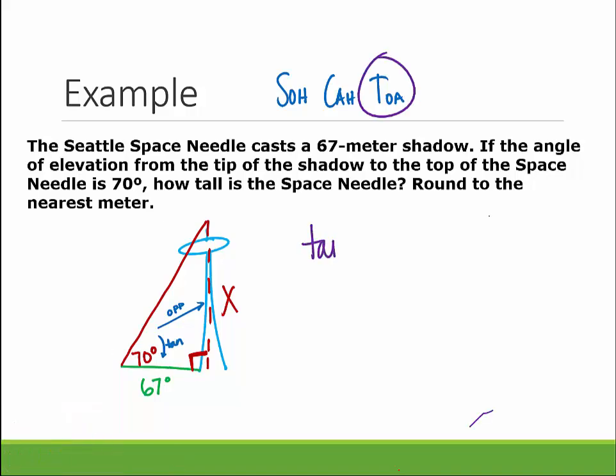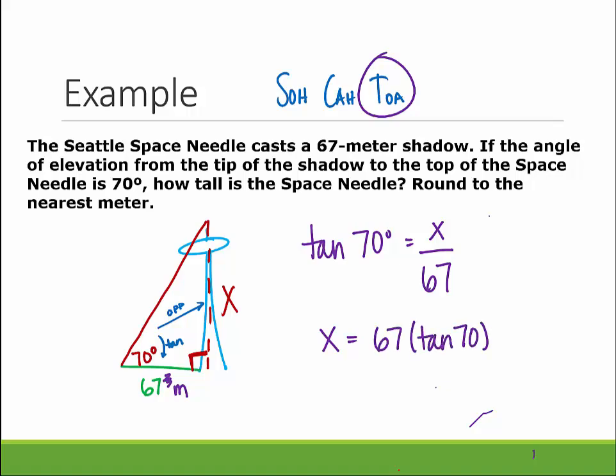So if I take the tangent of this 70 degrees, that's equal to the opposite that I don't know, divided by, oh, this shouldn't be 67 degrees, it should be 67 meters, divided by 67. And remember, the tangent of 70 is just a number. So x is 67 times that number, times the tangent of 70 degrees. So if you go and type that in your calculator, you end up with 184 meters. And that's how tall the Space Needle is.